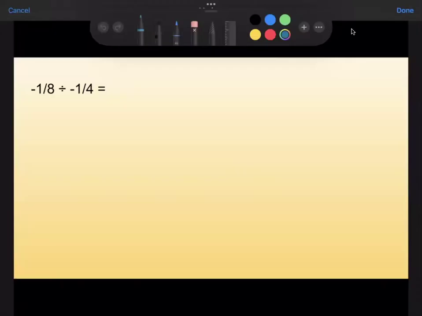Okay, here is our first problem. And in case you've forgotten or you're not really sure, rational numbers are positive and negative decimals and fractions. So this first one involves fractions. We're going to take negative 1 over 8 and divide it by negative 1 over 4.